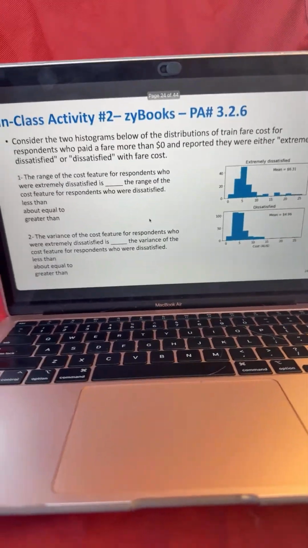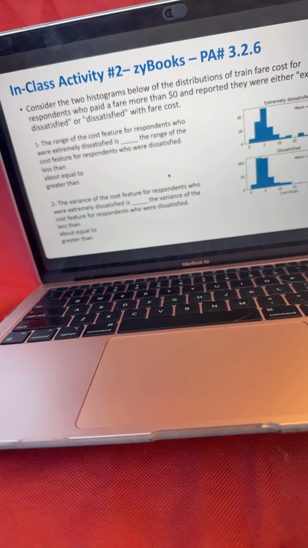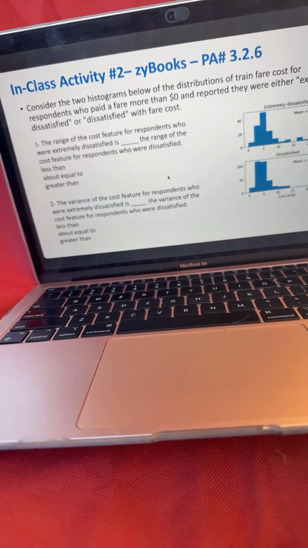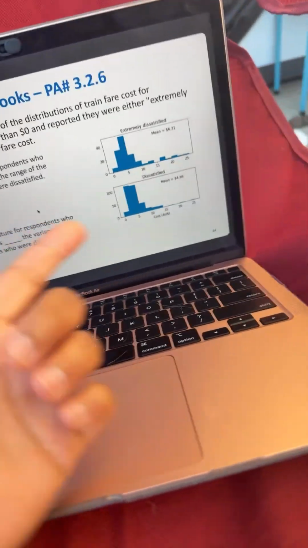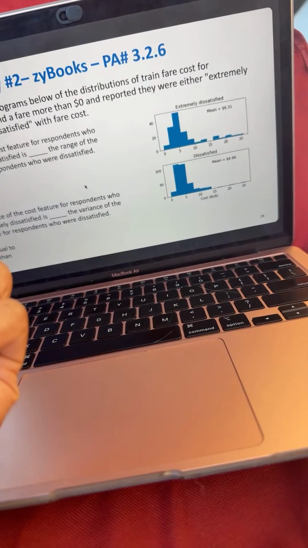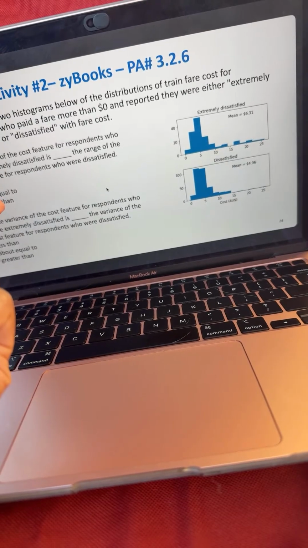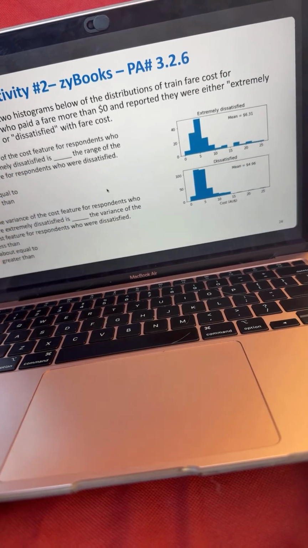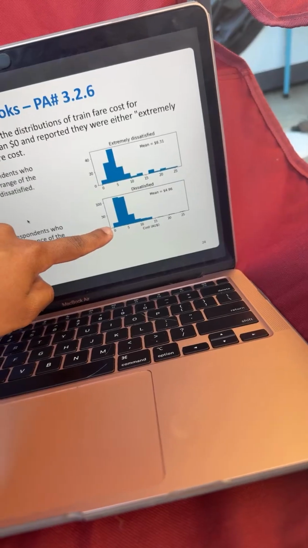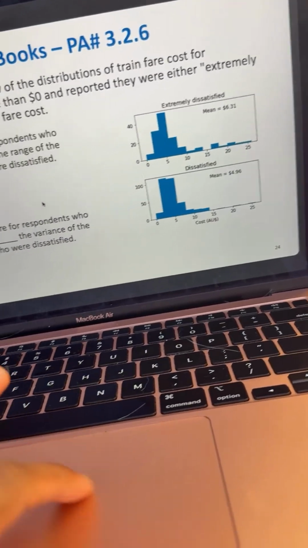Nice. All right, so the range of the cost feature for respondents who were extremely dissatisfied. Wait, the range, so that'd be 25 minus 0, which is 25. Is it equal to the range of the cost feature for respondents who were dissatisfied? So what would the range here be? It's still 25, right? We can see a little line here, and 25 minus 0, I think it'd be equal to.